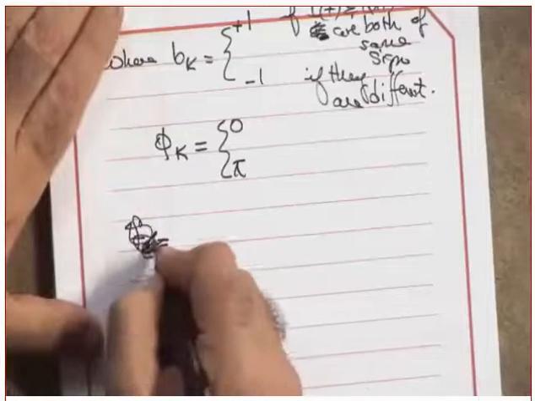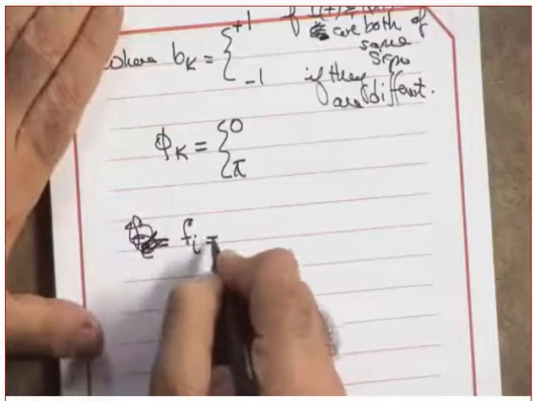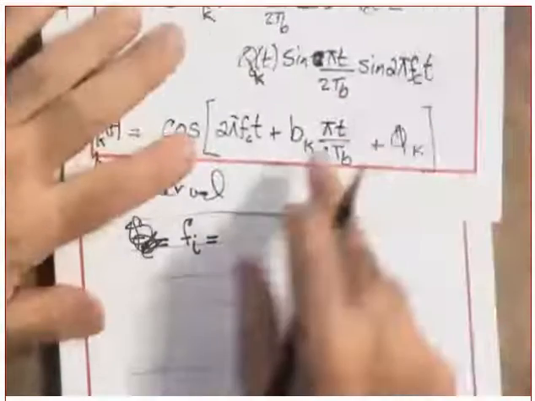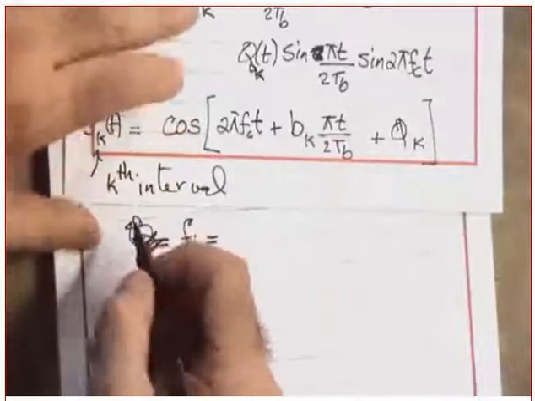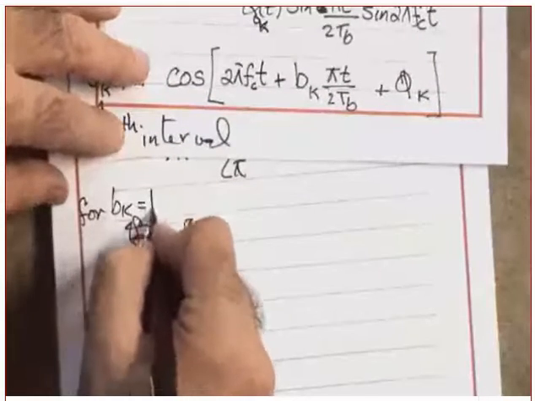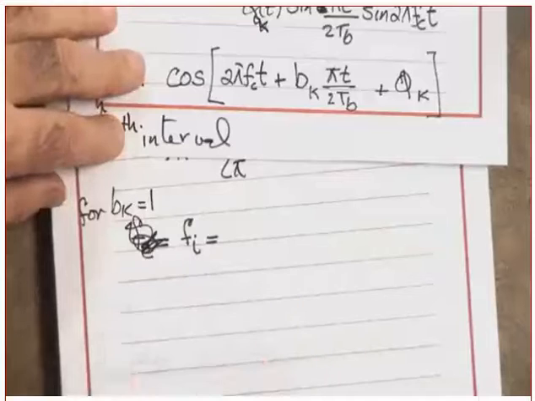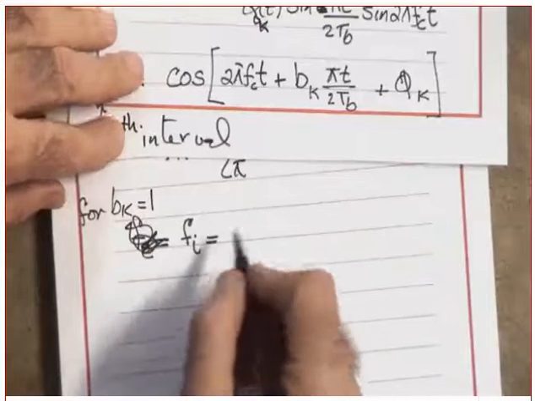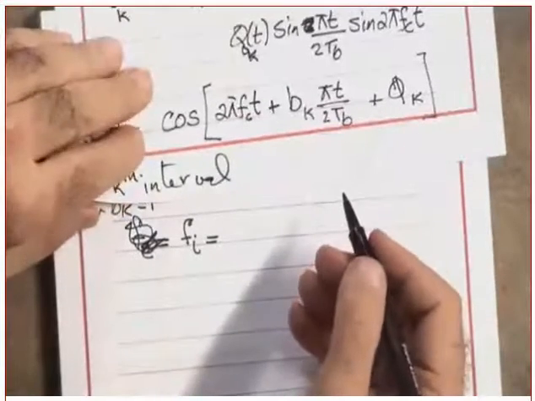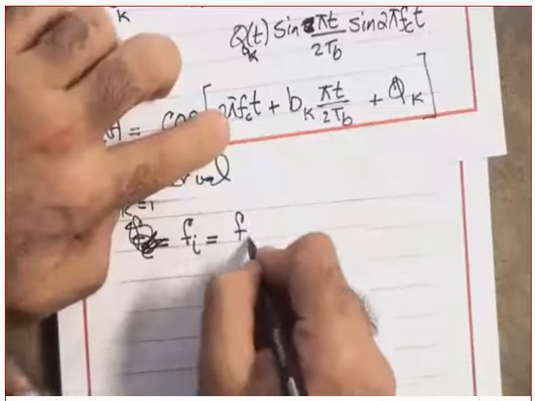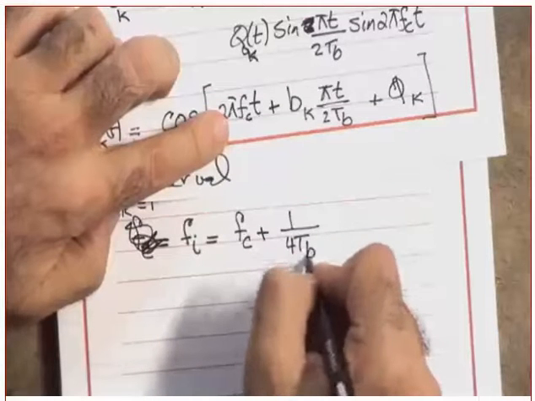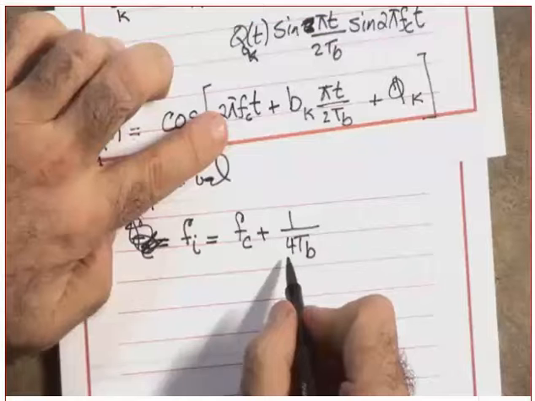Now, I want you to tell me what is the instantaneous frequency. I'm still waiting. The instantaneous frequency in here. Let's assume b_k equal to 1, which means the I and the q are the same. What is the instantaneous frequency of this? It is f_c plus 1 over 4T_b. Did you understand where the 4 came from?